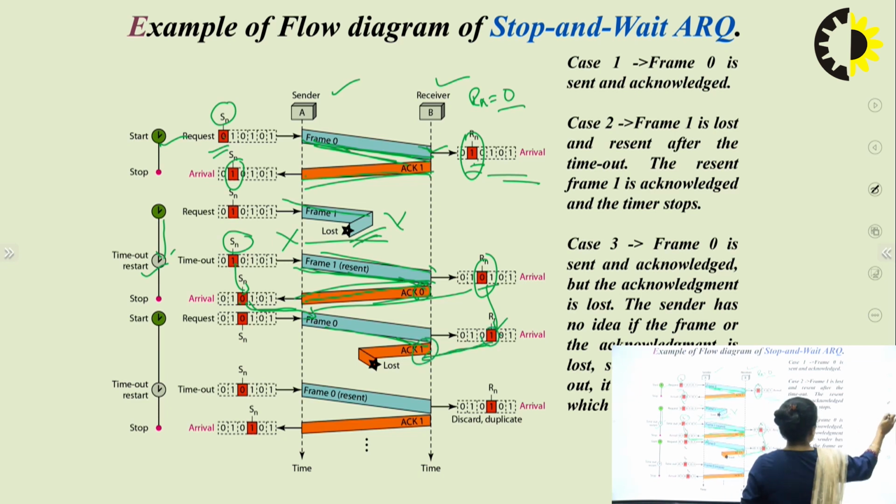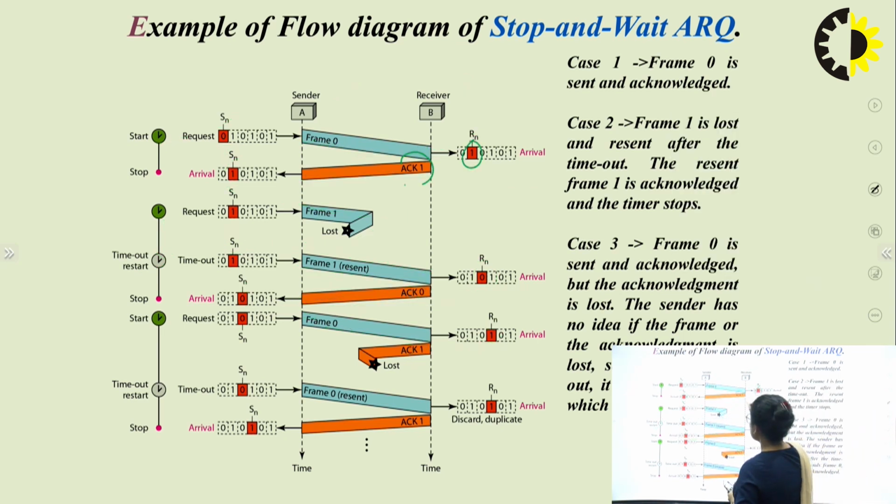So here Rn equal to 1 means that the next frame it is expecting from the sender is with sequence number 1. Acknowledgement number 0 again means the next frame expected is with sequence number 1. Acknowledgement number 1 means the next frame that is expected is with sequence number 1.